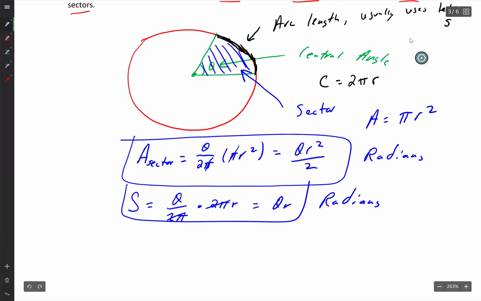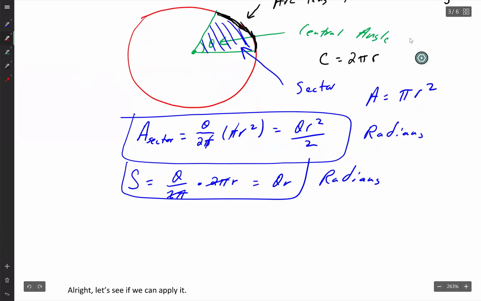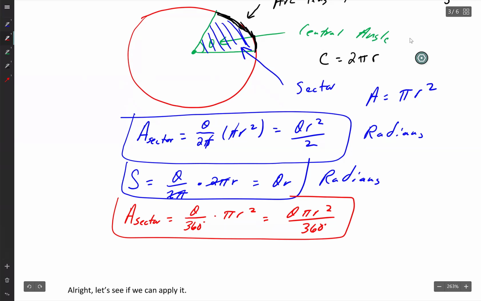Let's do it in degrees. If you're in degrees, area of a sector, theta over, how many degrees is 1 revolution, guys? 360. So theta over 360 degrees times pi r squared, nothing cancels out. So just leave it like that. Theta pi r squared over 360. This is if you're in degrees, by the way. So theta here on this one is in degrees.